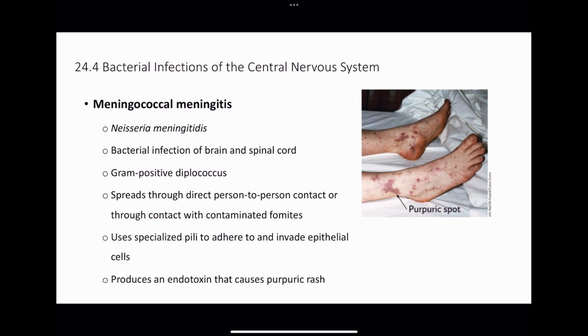Meningococcal meningitis uses specialized villi to adhere to and invade epithelial cells, which produces an endotoxin and causes those purple rashes that you see in the picture on the right. This can also cause bloodstream infections, which is why vaccination in all preteens and teens is essential.